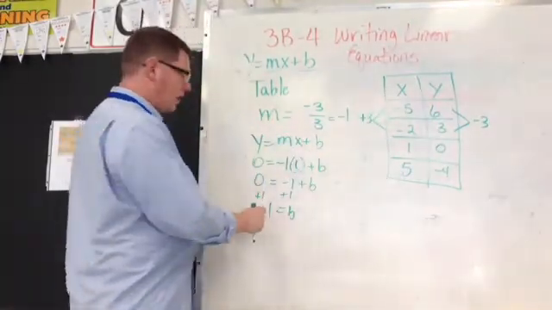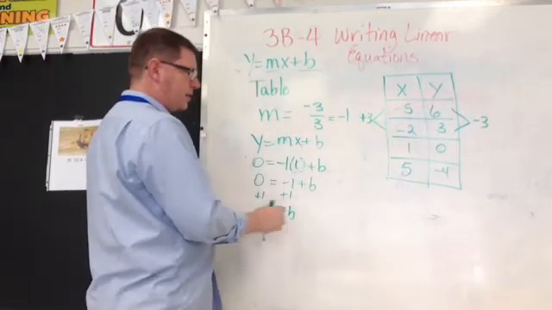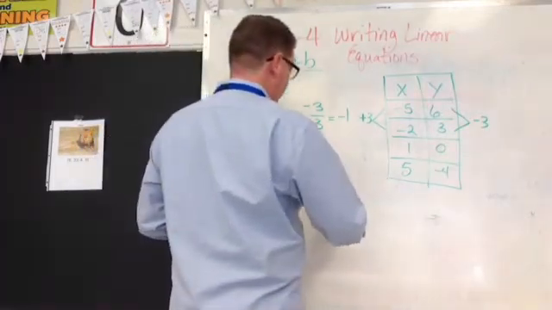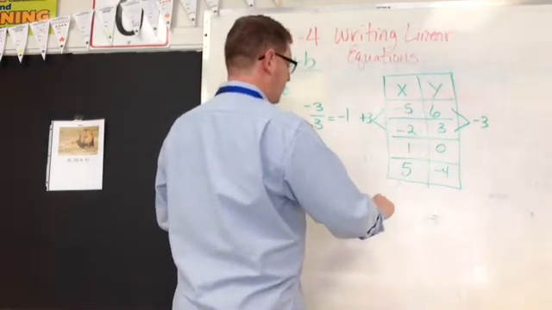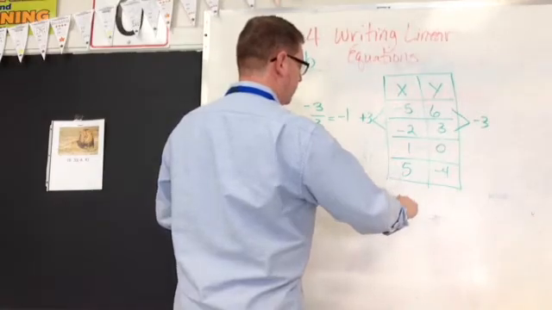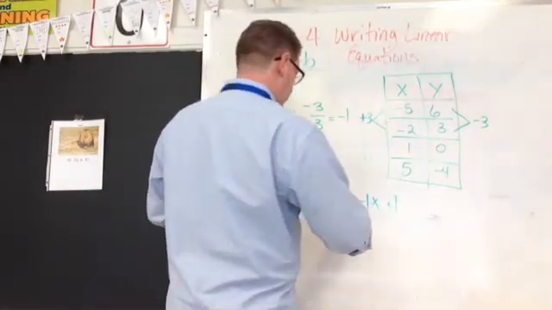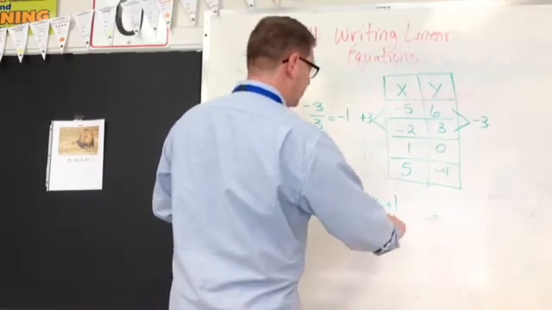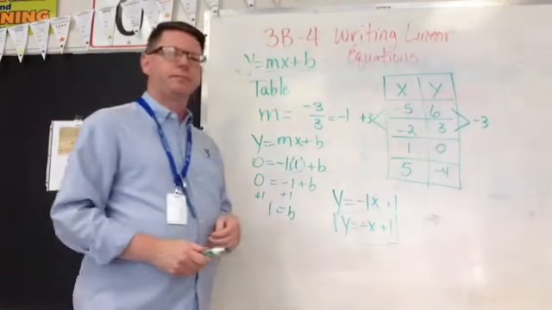So now I know my slope is negative 1. My y-intercept is positive 1. So the equation for my line is y equals negative 1x plus 1. Or, because of the Math Council 1508, y equals negative x plus 1. That would be my final answer.